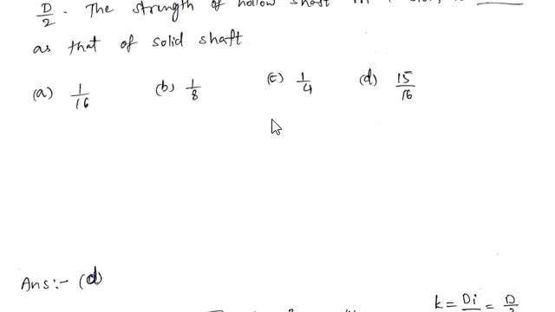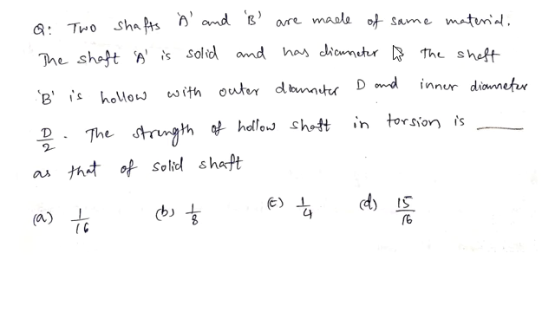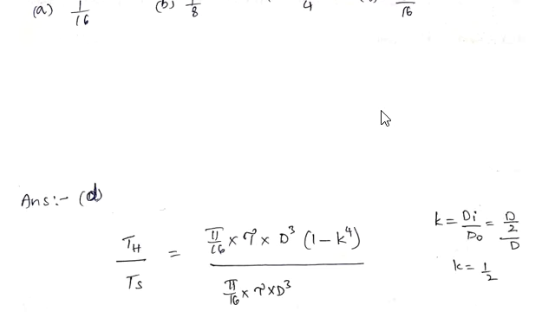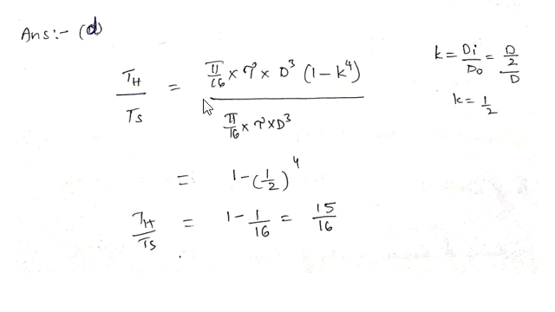This tau is the same because it is made up of the same material, which means the stress is the same. So you can cancel this, and the diameter is also the same, meaning the outside diameter of hollow shaft is the same as the diameter of the solid shaft. So you can cancel these terms. The term remaining will be this one.